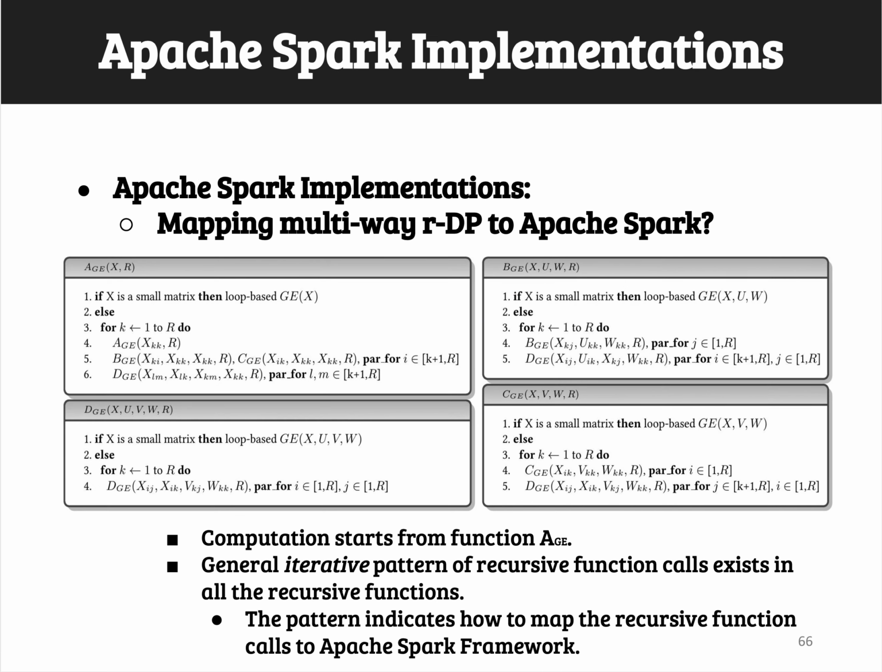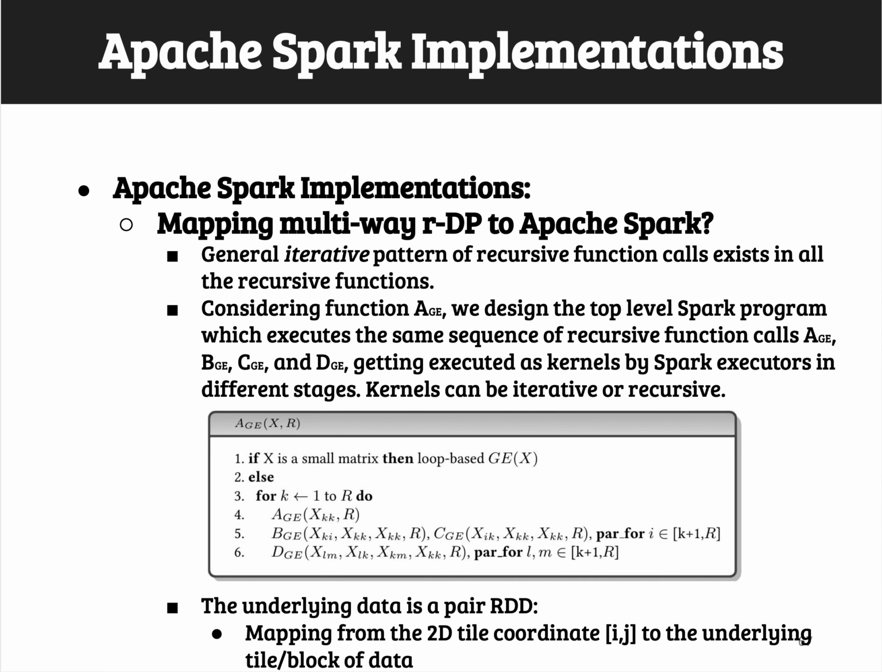Now let's focus on how we implement these algorithms in the Apache Spark framework. If we take a look at these recursive algorithms, we see that a general iterative pattern of recursive function calls exists in all of them. So this pattern indicates how to map these recursive function calls to the Apache Spark framework. What we do is, we always start the recursive solution with function A. So we design the top level Spark program to execute the same sequence of recursive function calls A, B, C, and then D as kernels by Spark executors in different stages. The kernels themselves can be iterative or recursive.